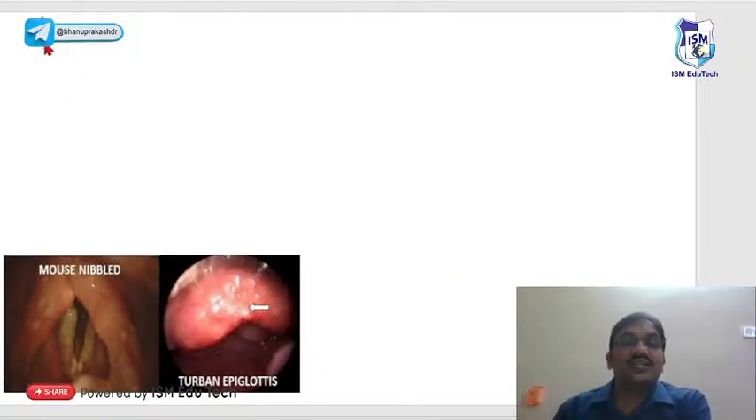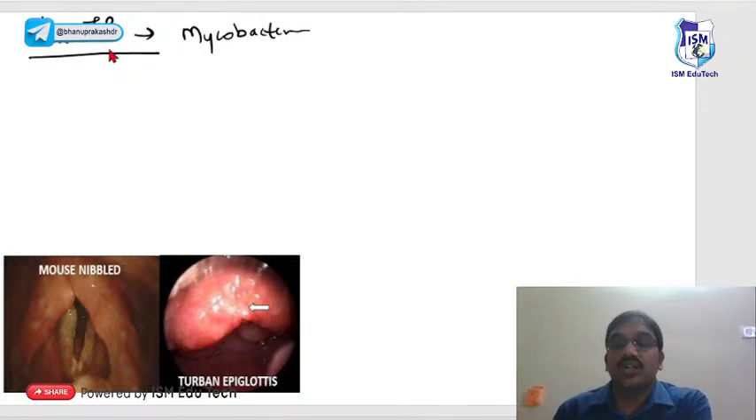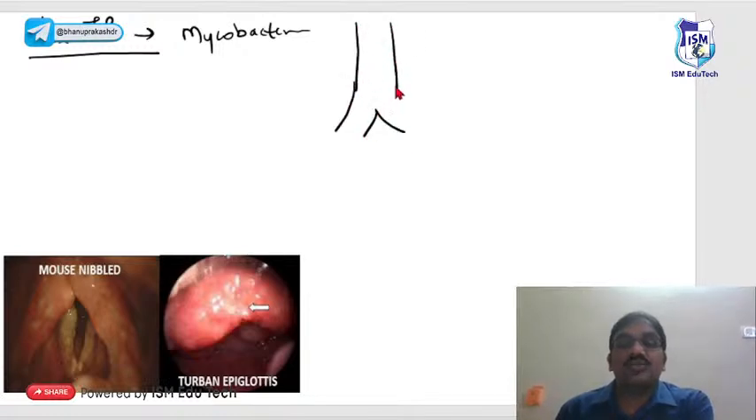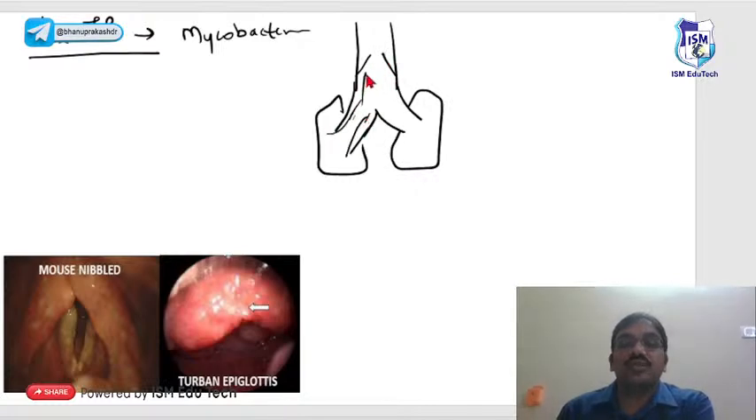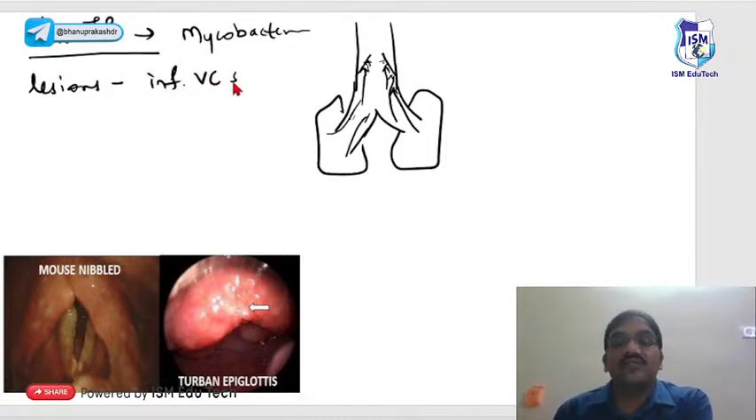Another condition is laryngeal tuberculosis. It is the most common form of extrapulmonary tuberculosis. You all know the causative organism is Mycobacterium tuberculosis. Here, as you know, the airway is present like this, and your vocal cords are there. The secretions coming from the lungs, the infected organisms, will be touching the inferior surface most commonly. So the lesions in laryngeal tuberculosis will most commonly lie on the inferior surface of the vocal cord.